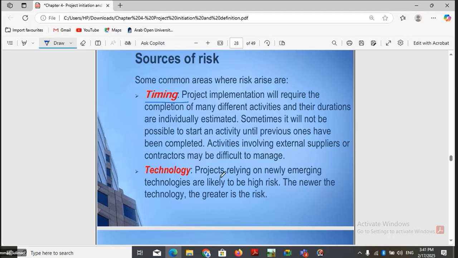The second source or area is technology. The project may be relying on new technologies, or it may be relying on some technologies that will go outdated. Okay, some technologies need more professional people to work on them. Fine. So technology is again an important source of risk. We must understand and see how we set up everything for the project.